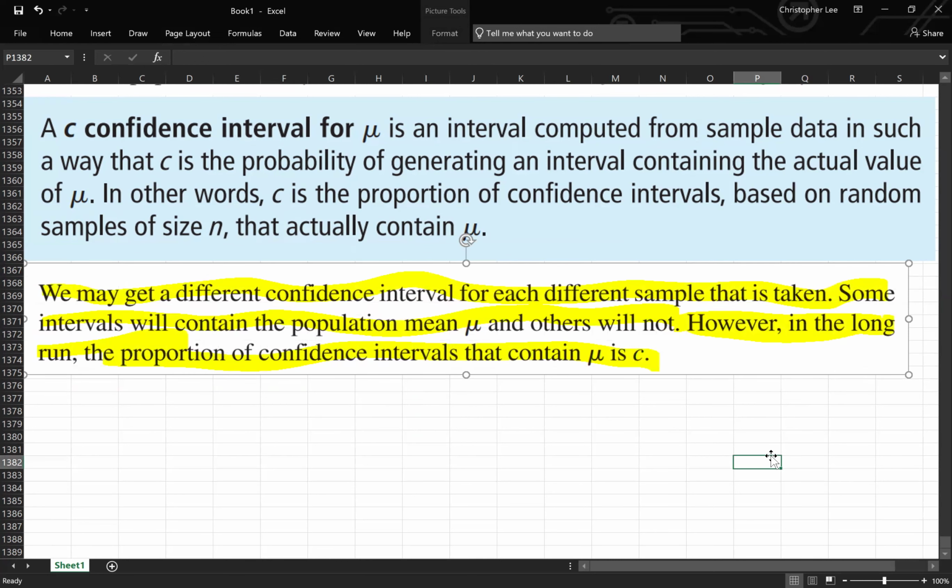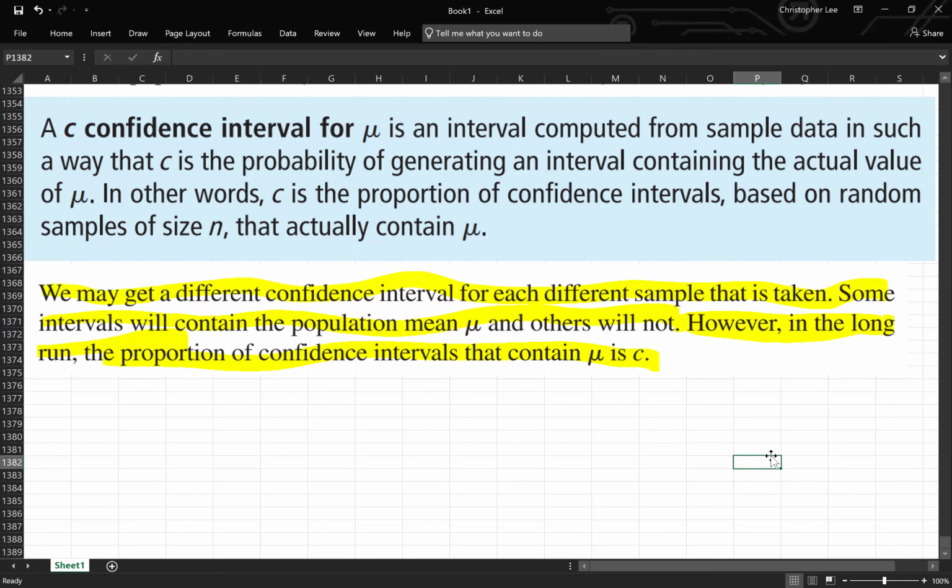So we may get a different confidence interval for each different sample that is taken. Some intervals will contain the population mean mu and others will not. However, in the long run, the proportion of confidence intervals that contain mu is the confidence level.